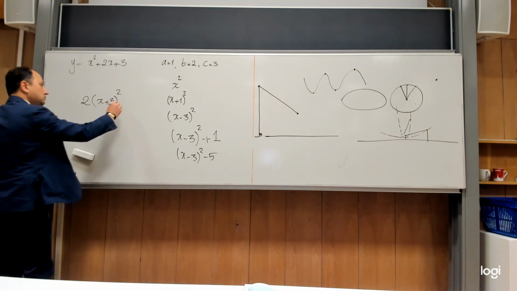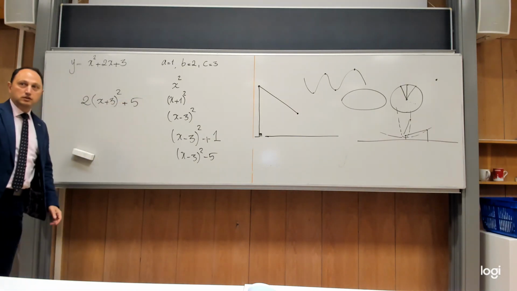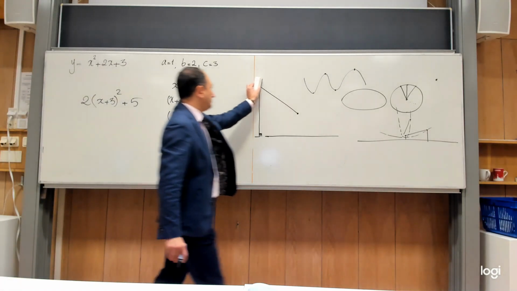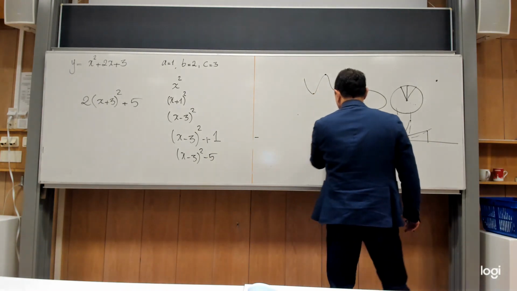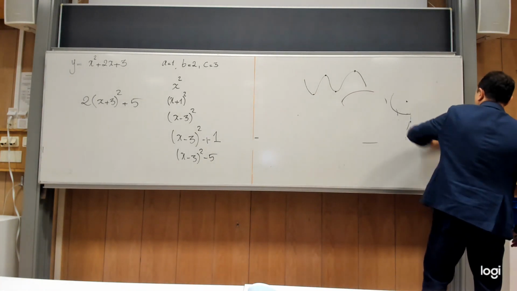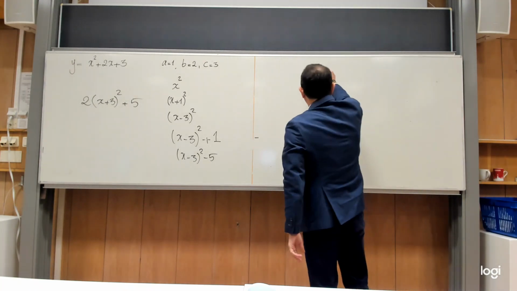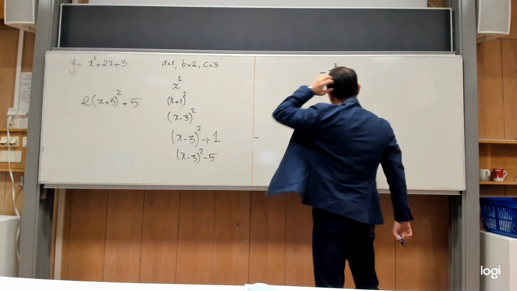So what is the minimum of this one? 5. It's 5. It's still achieved when x is equal to minus 3. Yes? But let me ask you another question. What do you think I can talk about this function, minus x squared? Can I talk about maximum or minimum of this function?